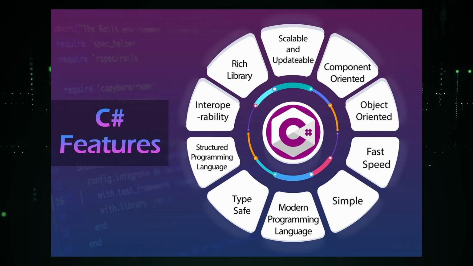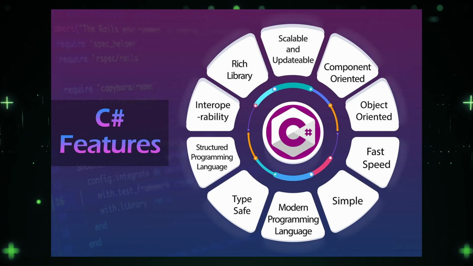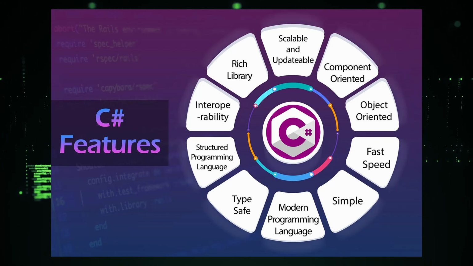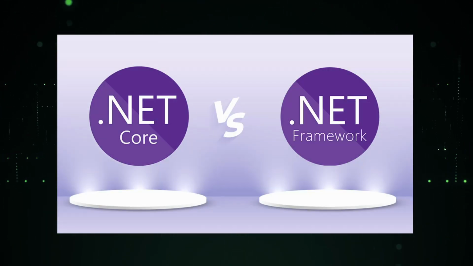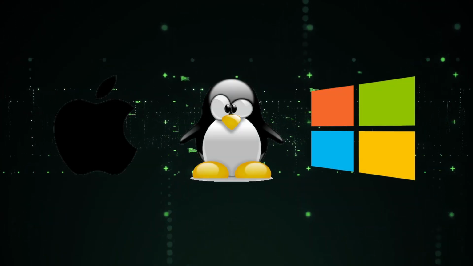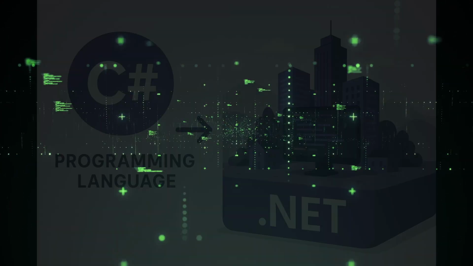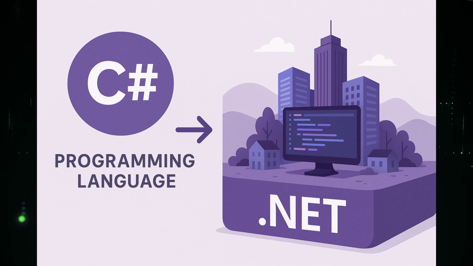So, what exactly is C#? C# is a modern object-oriented programming language developed by Microsoft. It runs on .NET Framework or .NET Core, which means it can work across different platforms like Windows, Linux, Mac, or even on the web. Think of it like this: C# is a language and .NET is the world where your code lives and runs.